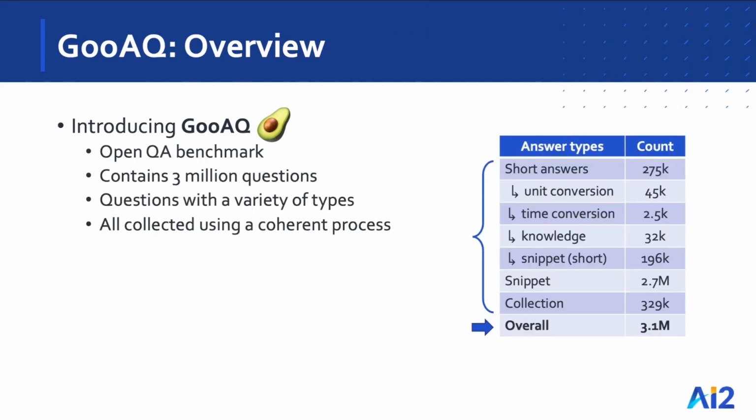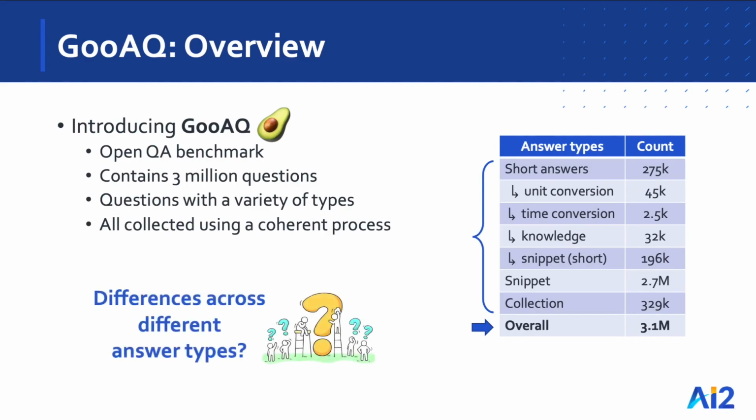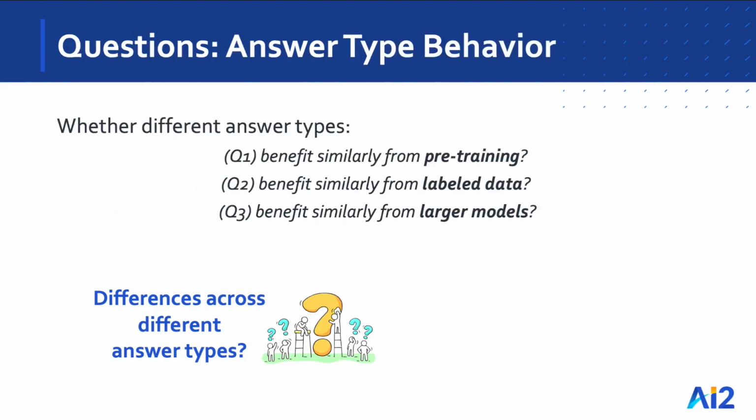Now, how do we use GooAQ? Obviously, we can use GooAQ as a resource in a variety of ways. In our case, we use it to better understand different answer types. GooAQ, by virtue of supporting various types of answers, enables a quantitative study of inherent differences among answer types. In particular, we are interested in understanding whether different answer types benefit similarly from pre-training, from labeled data, or from larger models. To understand these questions, we conduct a series of controlled experiments that I'm not going to get into here, but you can find the details in the paper.